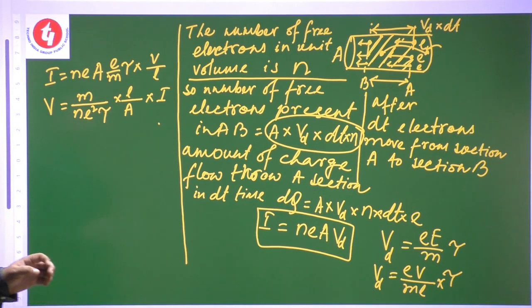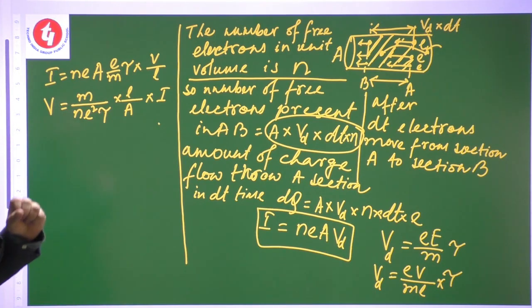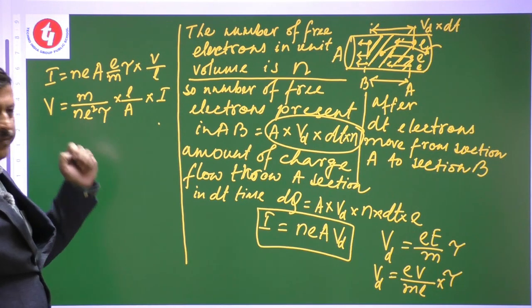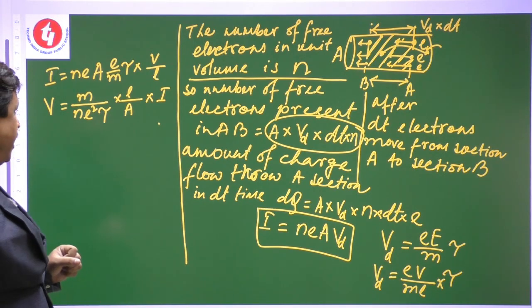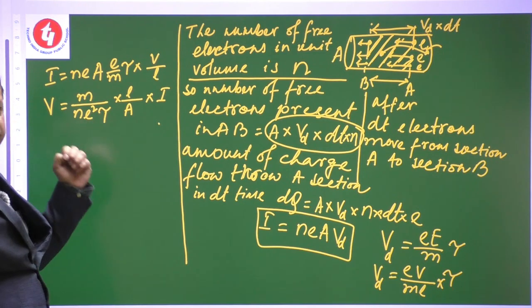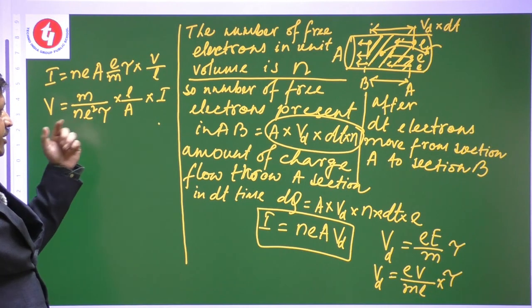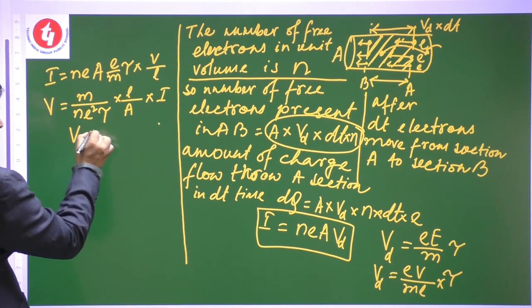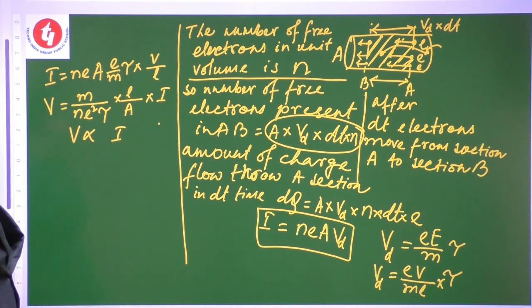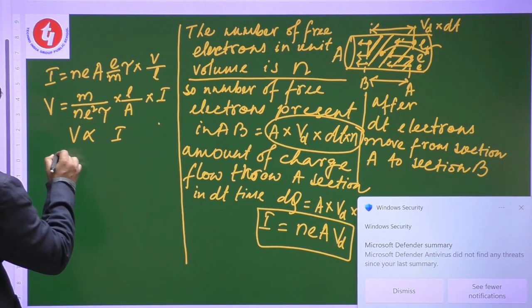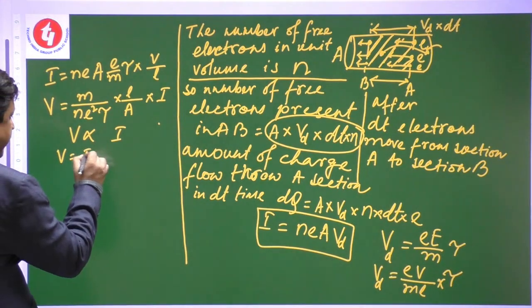If the length of a wire or conductor remains constant, the area of cross section remains constant, and the temperature, which varies with tau, remains constant, meaning tau is constant, then you can say that V is directly proportional to I. That is basically Ohm's law. And you also know that V is equal to I into R.